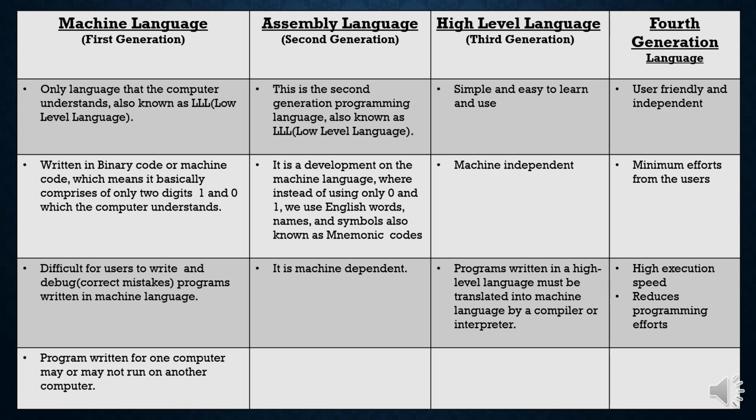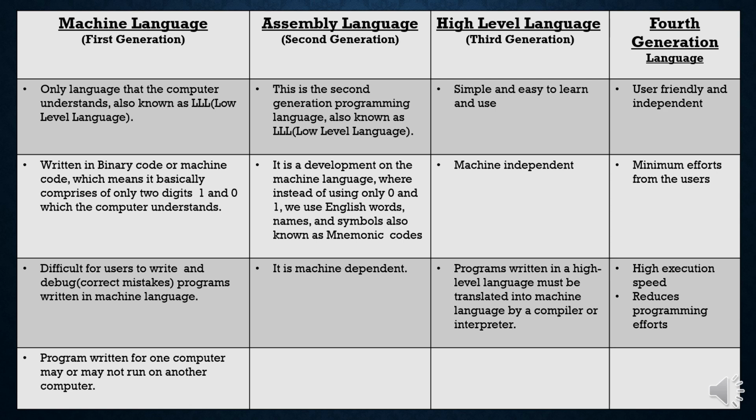Assembly language. This is the second generation programming language, also known as low level programming language. Instead of using 0 and 1, that is the binary language, you use English words, names or symbols, also known as mnemonic codes. It is machine dependent, which means codes that you write for your computer may or may not work on my computer.